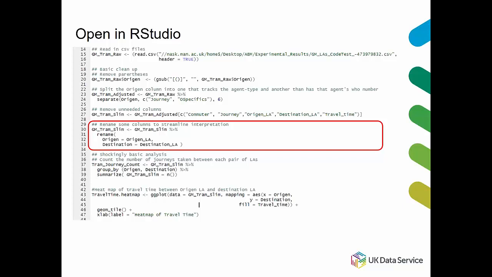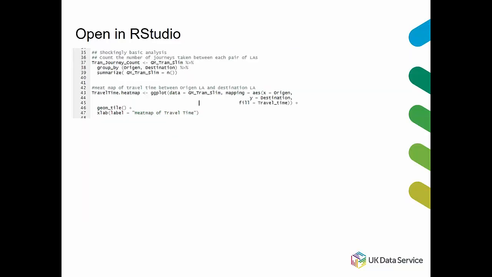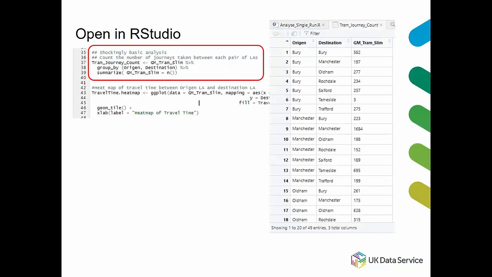I don't apologize. So you've opened up a file, cleaned it up a little bit, and now you're ready to do some analysis. Now some shockingly basic analysis is just to count how many journeys began in one local authority and ended in another, including within the same local authority. So this just gives you a very brief way of looking at the data to say which kinds of within local authority journeys are more popular, what are the most popular starts and ends, that kind of thing.